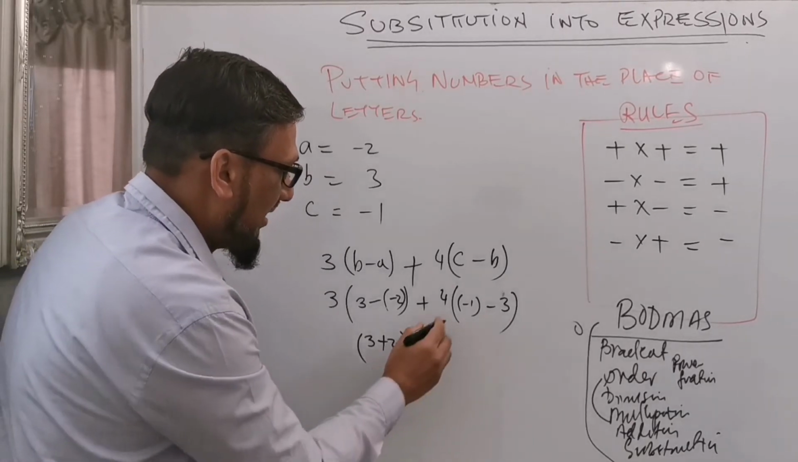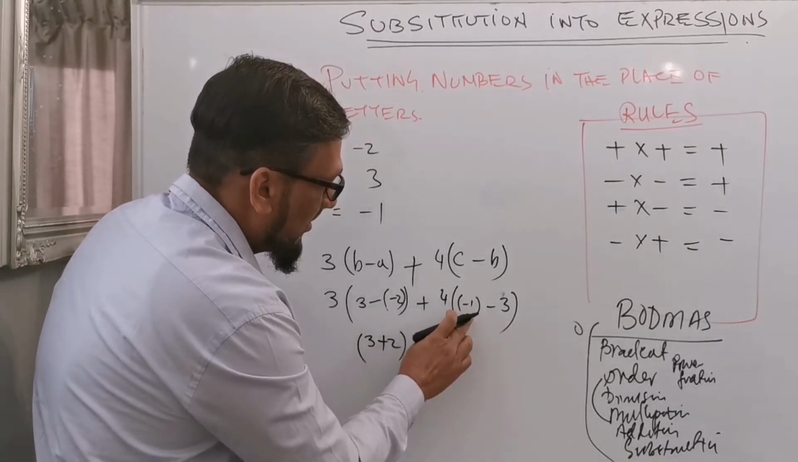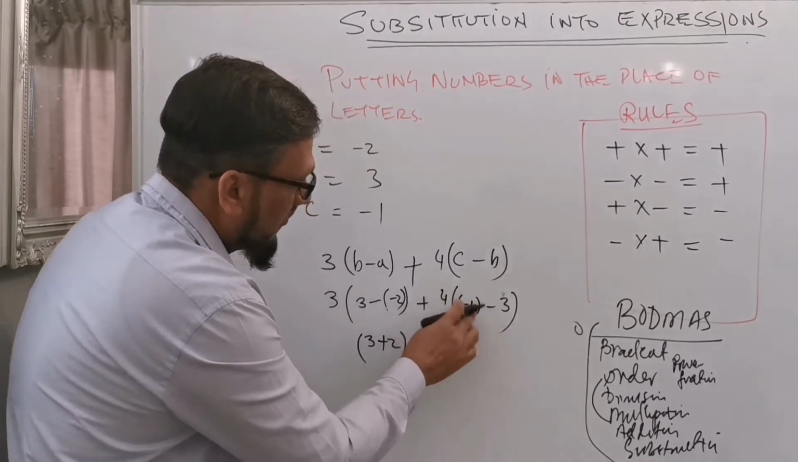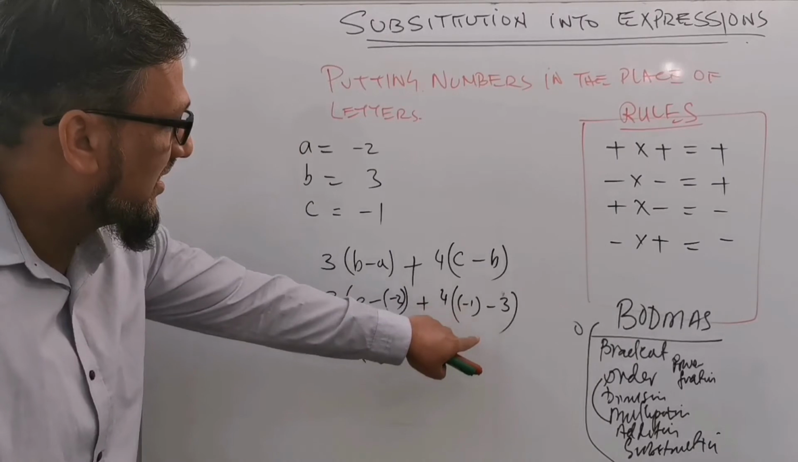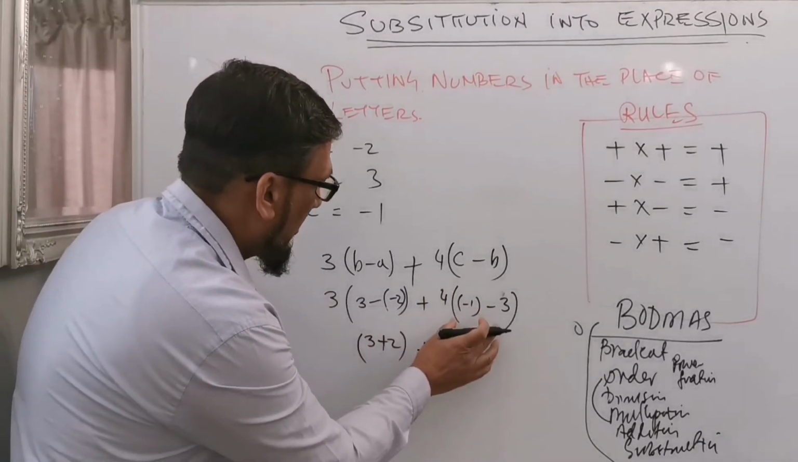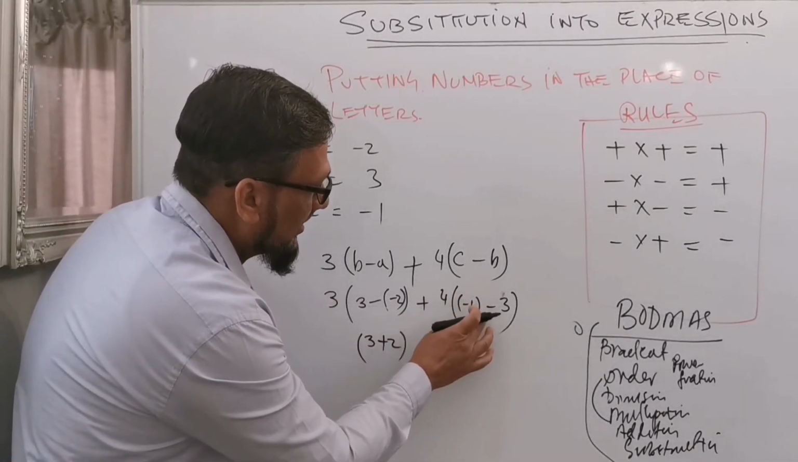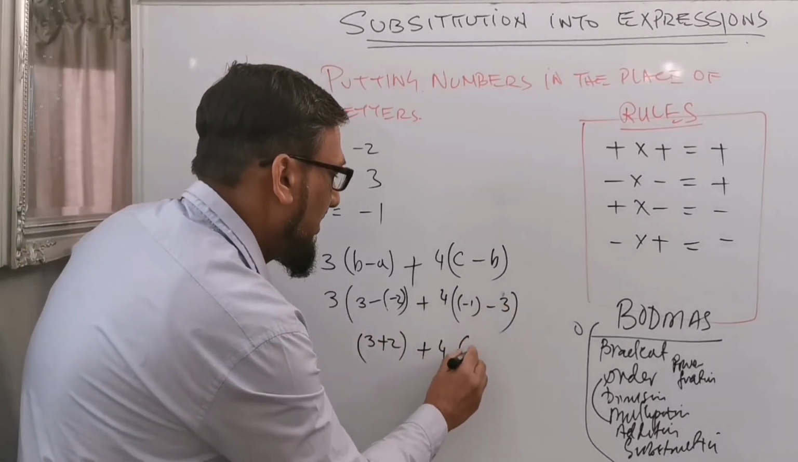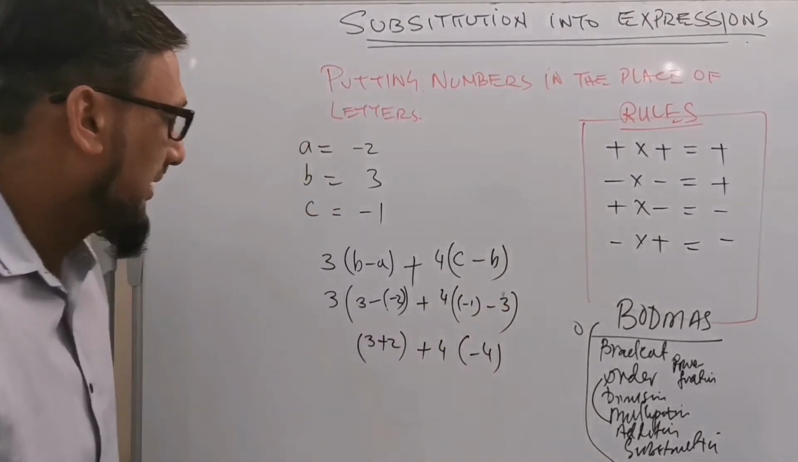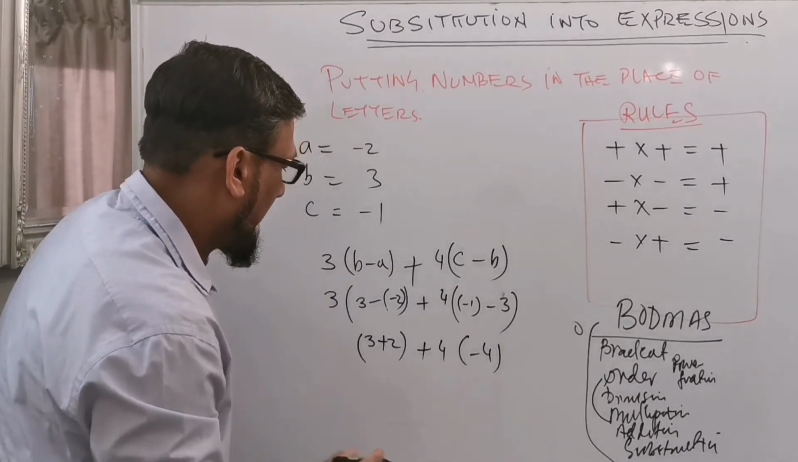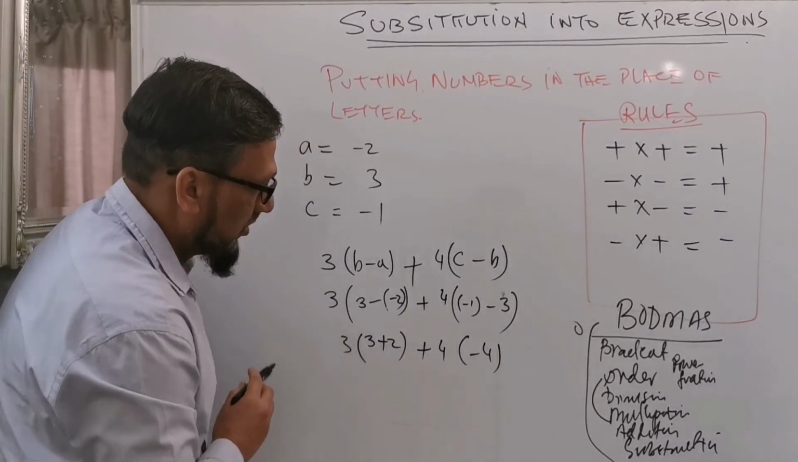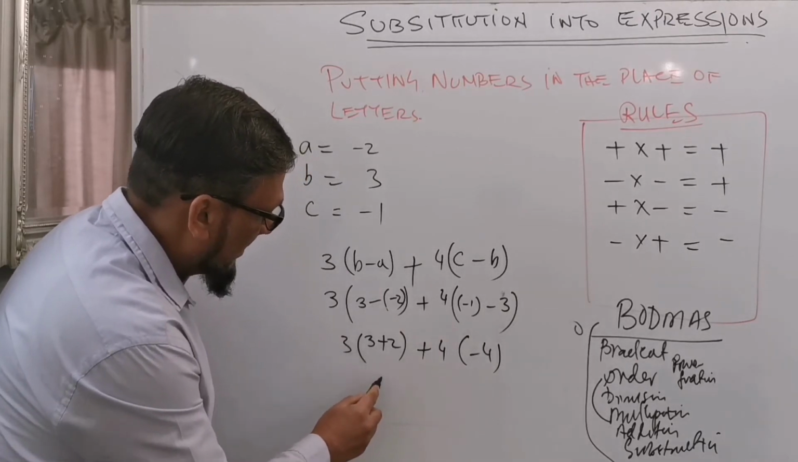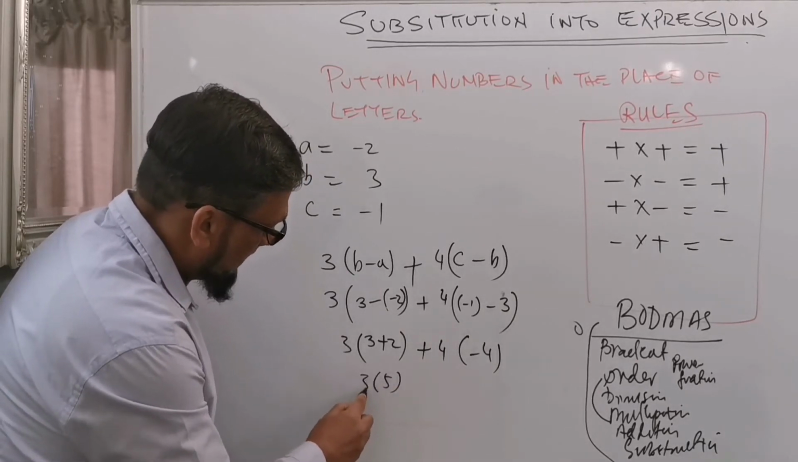And same here: plus 4, plus this minus bracket. First we need to solve the bracket. So minus 1 and minus 3, the answer will be minus 4. And now look at this one. 3 plus 2, which is 5.